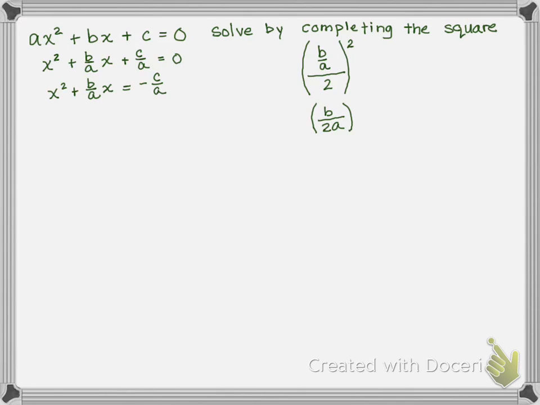And then squared, which is b squared over 4a squared. So that's what I'm going to add to both sides. So x squared plus b over a x plus b squared over 4a squared equals b squared over 4a squared minus c over a.